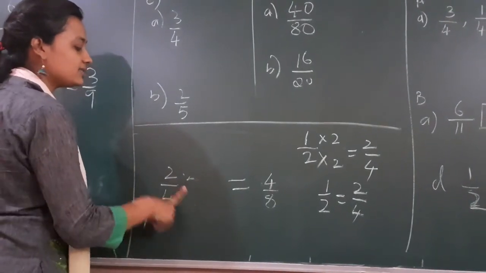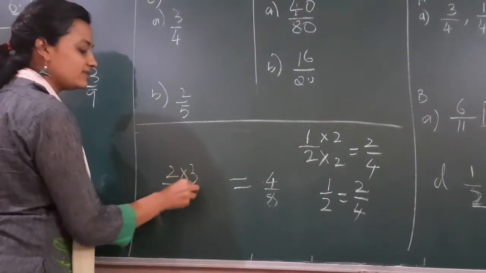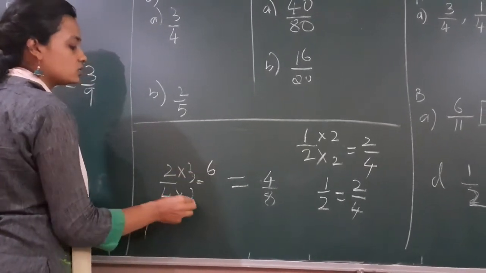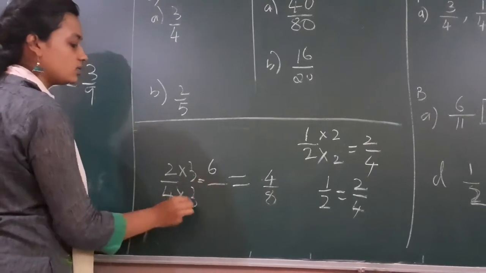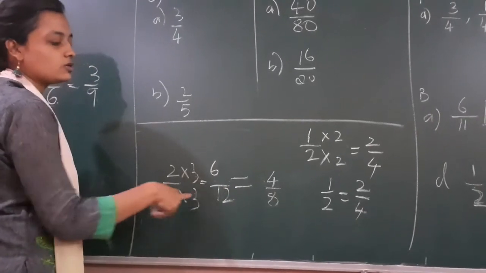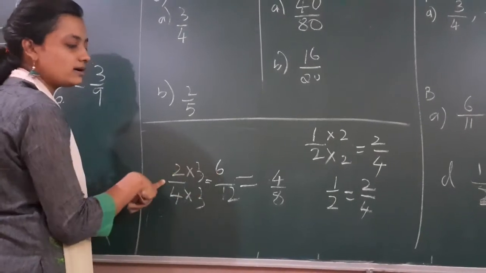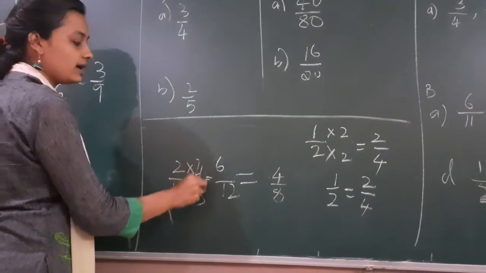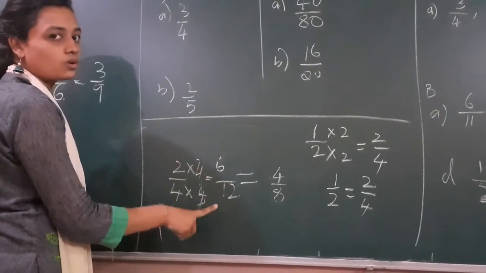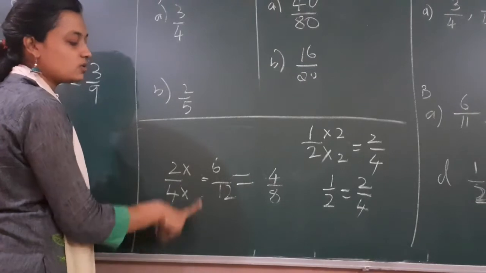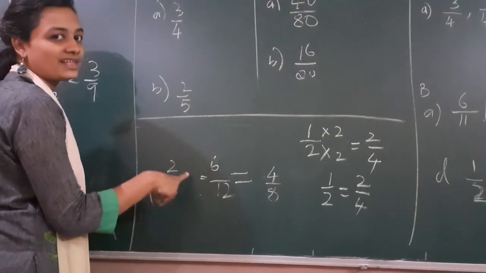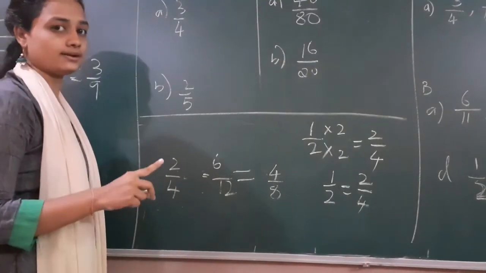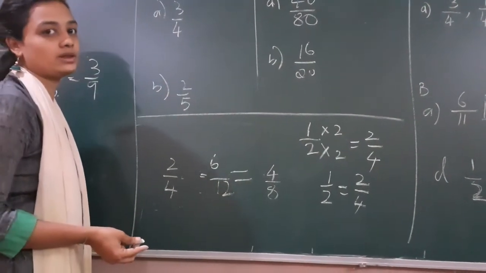Like this, if I multiply with 3 also, children, what is the number I get? 2 3s are 6. What is the number now here? 4 3s are 12. So this fraction is also an equivalent fraction for 2 by 4. Like this, if I multiply with 4 also, I will get a different number here. So to get an equivalent fraction, what should I do? I should multiply the numerator and denominator and get the answer. This is one method. I have one more method to find the equivalent fraction.